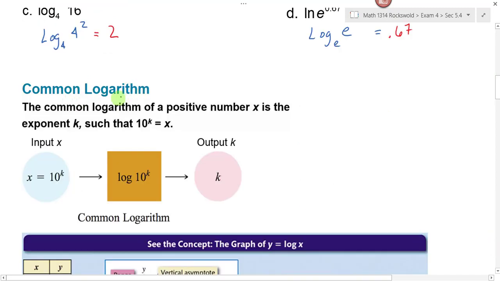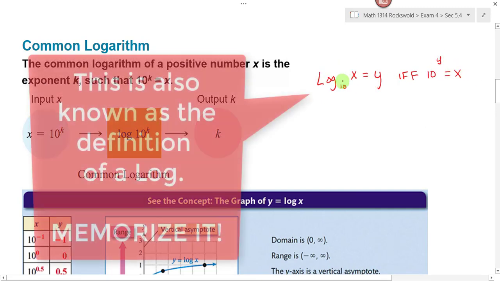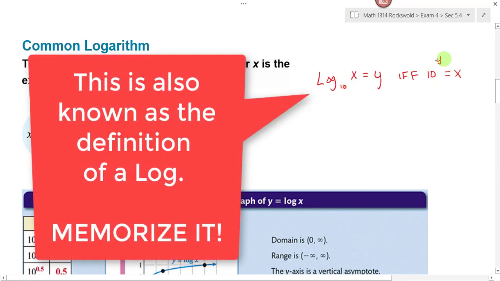Now a common log, we said, is a log base 10. The common logarithm of a positive number x is the exponent k such that 10 to the k equals x. So our input x is equal to 10 to the k. That's log of 10 to the k. The output then would be k. We would say log base 10 of x equals y if and only if 10 to the y is equal to x. This is taking this common log function and rewriting it as an exponent.